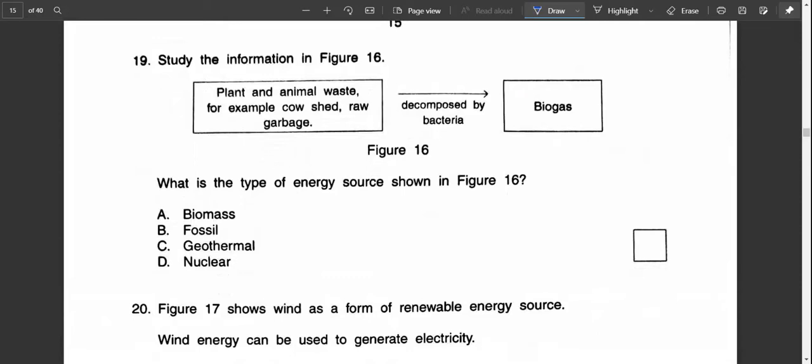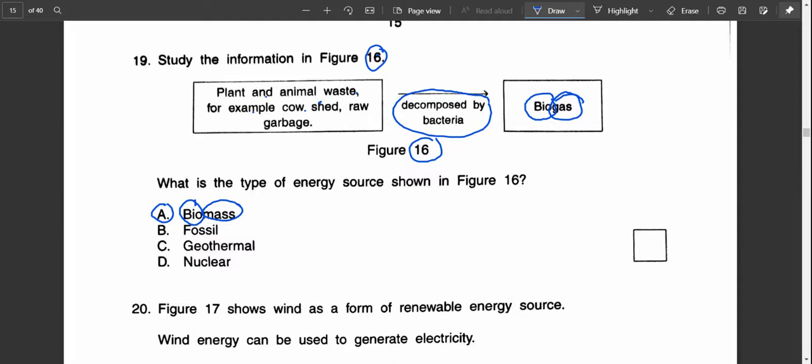Number 19, study the information in figure 16. Okay, figure 16, plant and animal waste, for example, cow shed, raw garbage, and it's decomposed by bacteria. Decomposed means all those animals that have died will be eaten by the bacteria, and once they eat them, they produce gas. What type of energy source is shown in figure 16? So if you look here, there's biogas. So it's a very big hint there. And when we talk about biogas, we talk about biomass. So it's A.